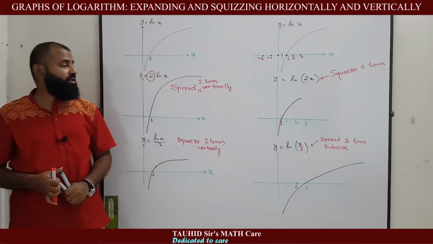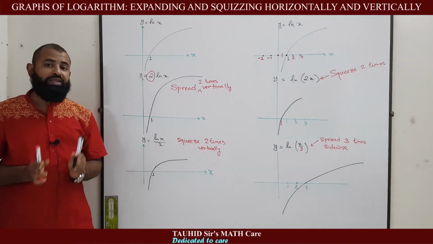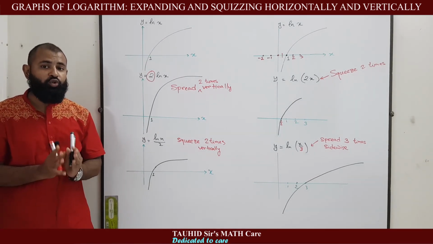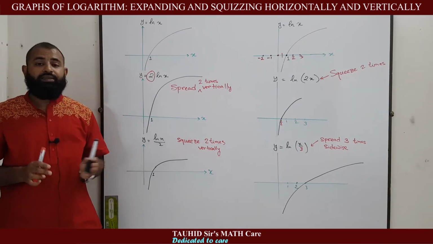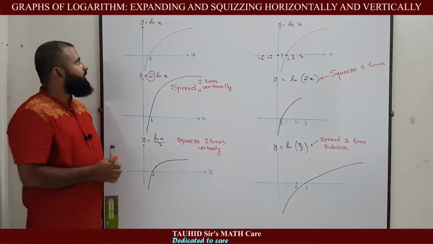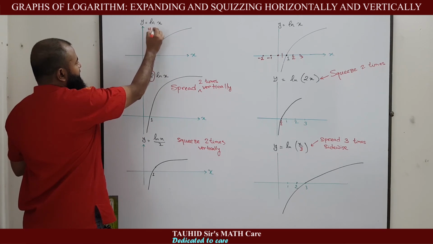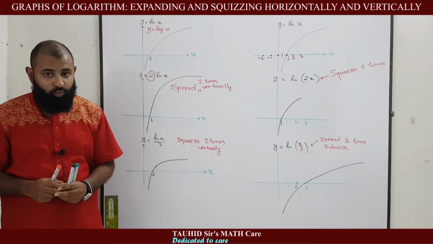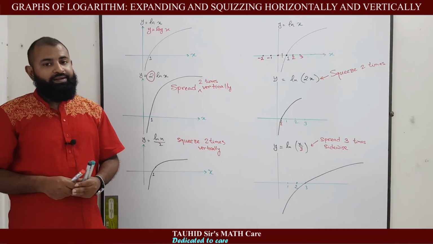These are the scenarios of how multiplication with the whole function and multiplication with x modify the shape of a logarithmic curve. And you know that the graph of y equal to ln x and y equal to log x is the same. And what to do now? Practice these shapes at least 2 times.